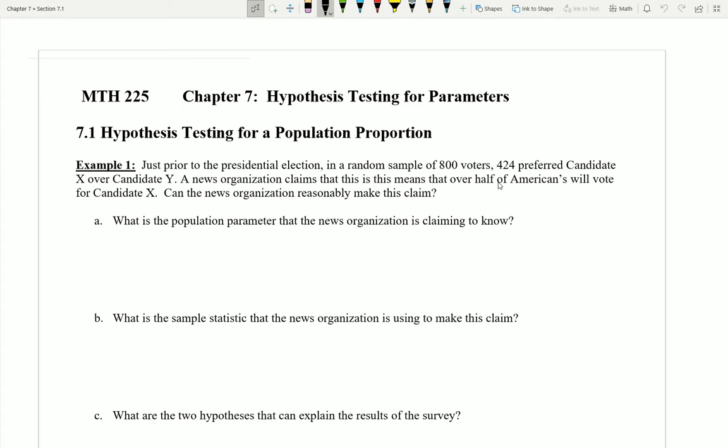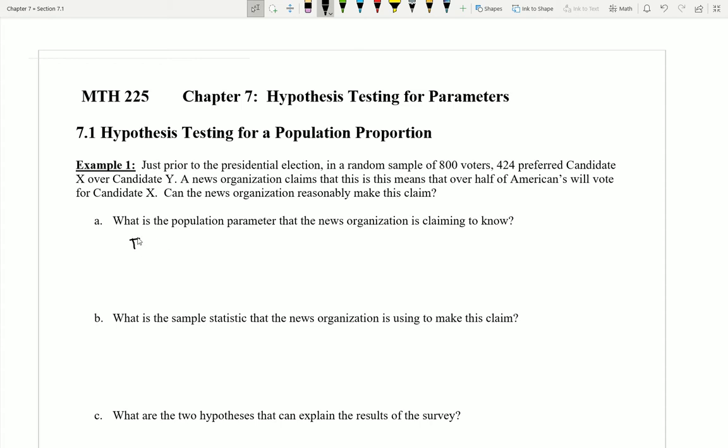Let's take a look here at all the different parts of this question. There will be a lot of them. We'll try to see how exactly we can start to answer this question. So one of the first things that we have to understand is that there is a population parameter that the news organization is claiming to know something about. And so this is where part A comes in. What is that population parameter that the news organization is claiming to know?